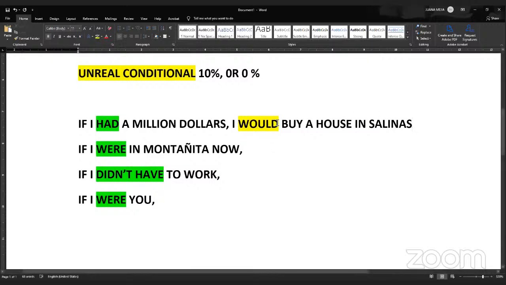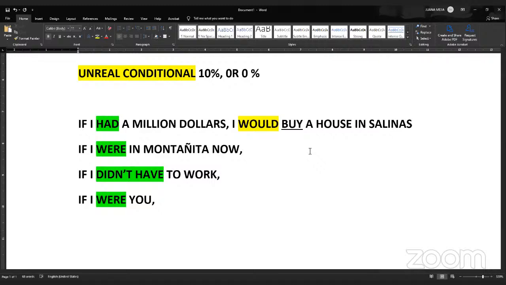Remember the modal would, and then we have the verb in present. Un verbo en presente. Buy, comprar. Si antepongo este modal, lo hago una especie de condición. Compraría. Buy, comprar. Would buy, compraría. If I have $1 million, I would buy the house in Salinas.